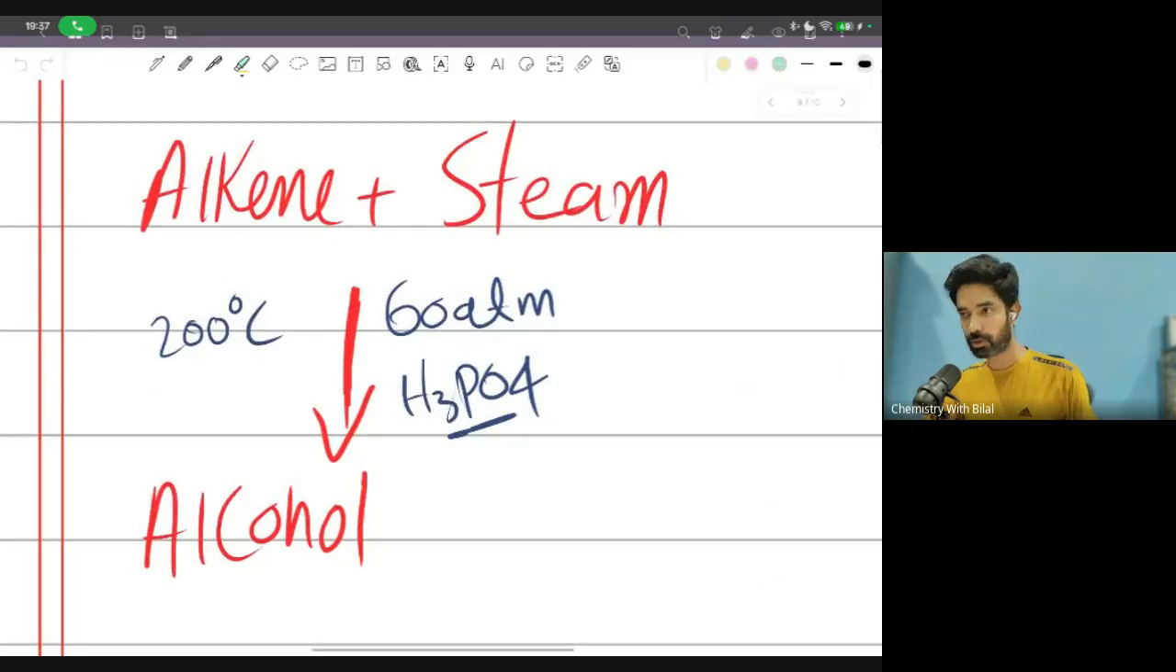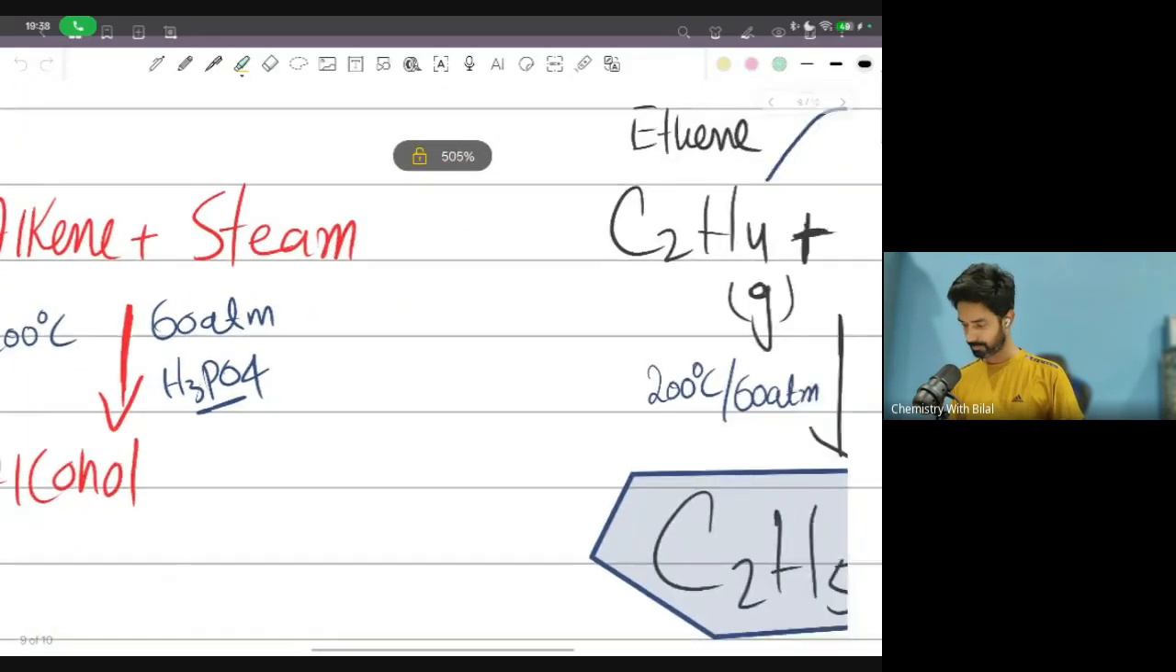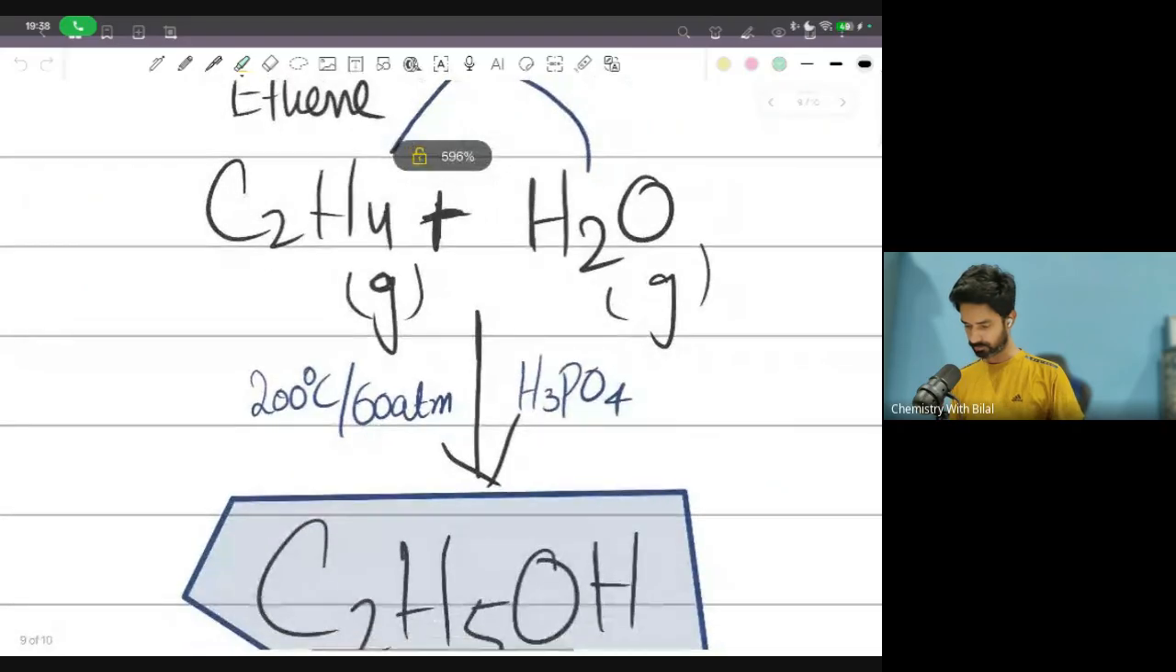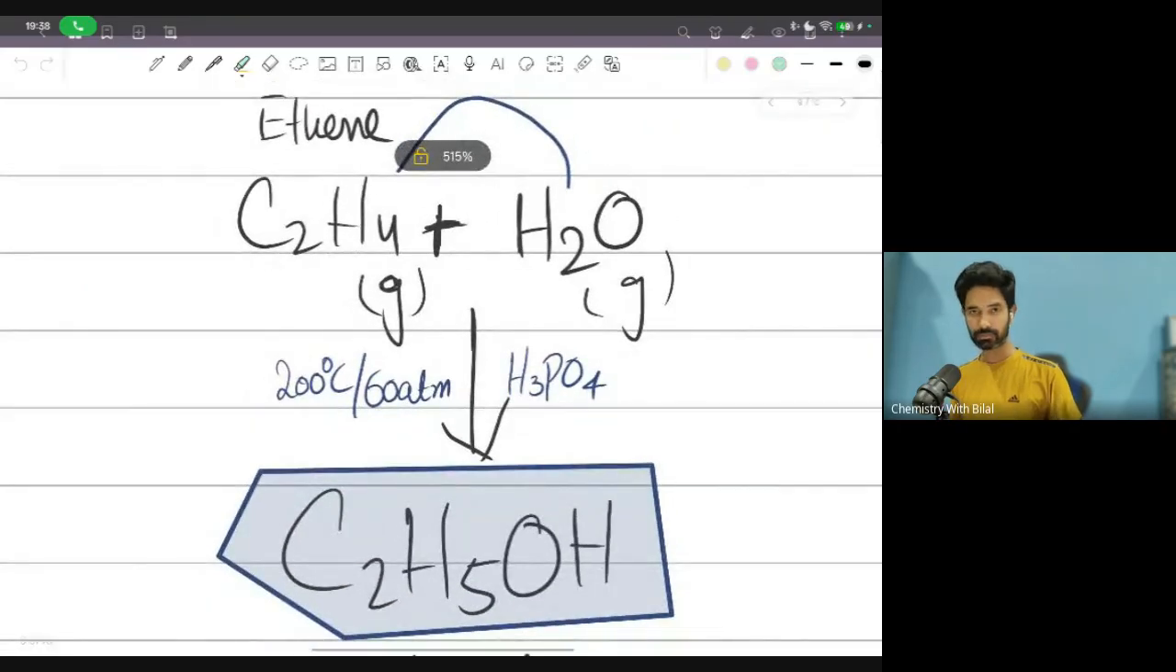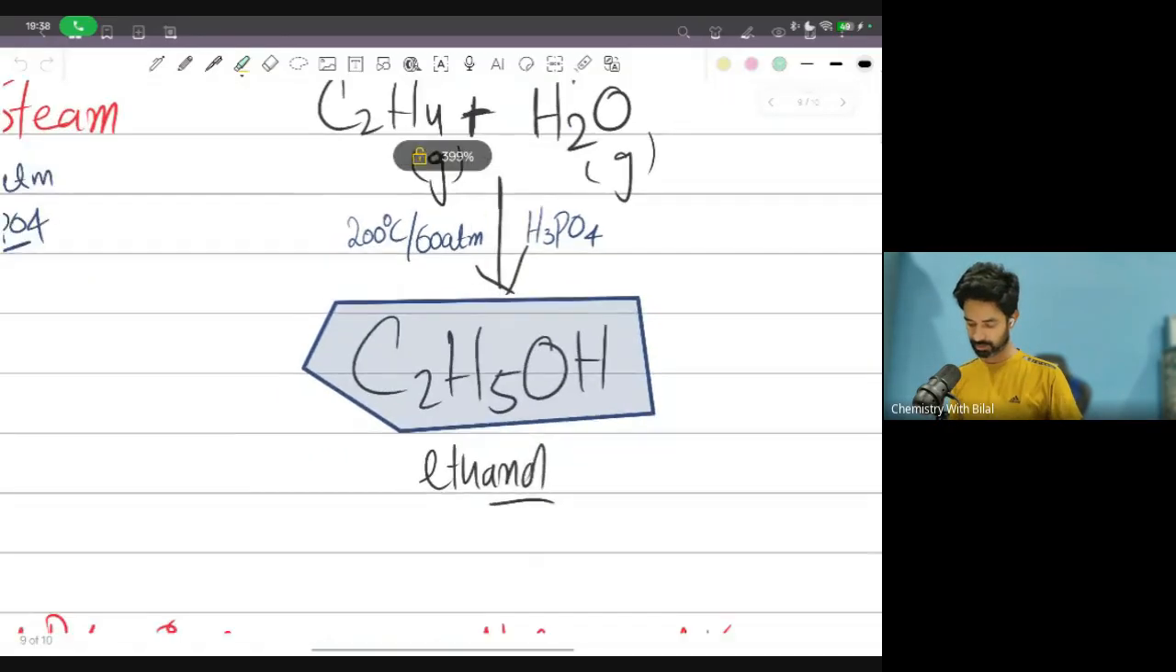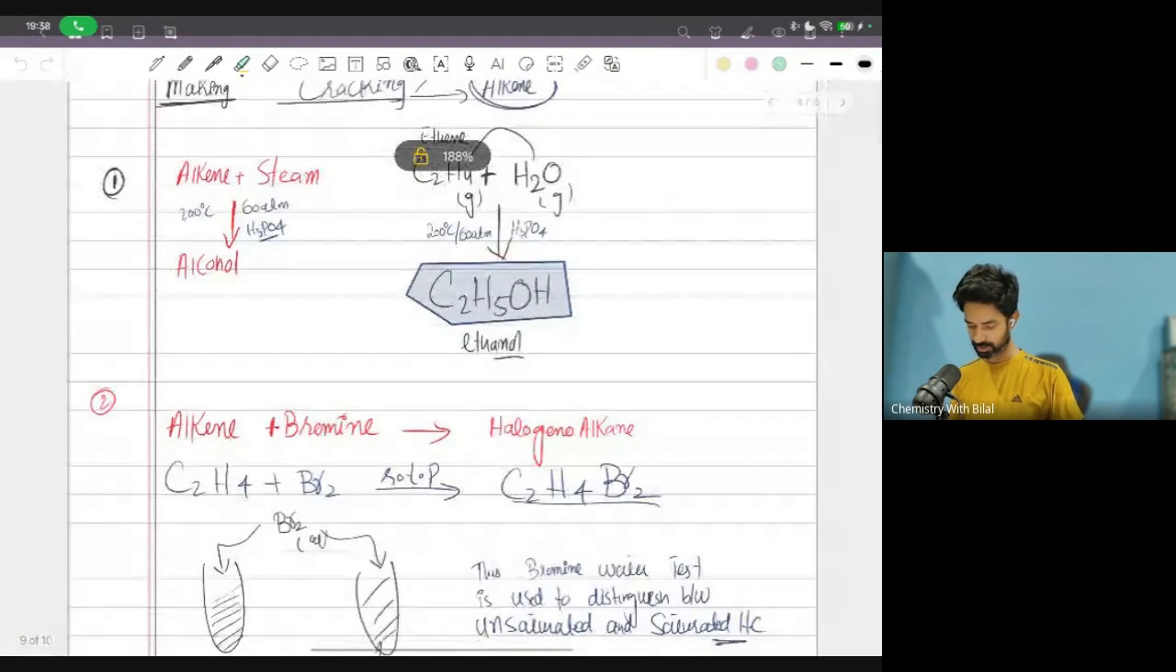Conditions what you need to memorize. Organic is a bit like a memory test along with understanding. So you need to memorize, bhai alkene ko jab bhi alcohol mein change karna hai, sir, we need 200 degrees, we need 60 atm, and we need phosphoric acid, a catalyst for this reaction, acid catalyst. Okay, हुआ कैसे ये देखो, ये ethene था हमारे पास. You mix these two gases under high temperature pressure in the presence of acid catalyst, you get only one product, that is called ethanol, and that reaction is addition reaction.